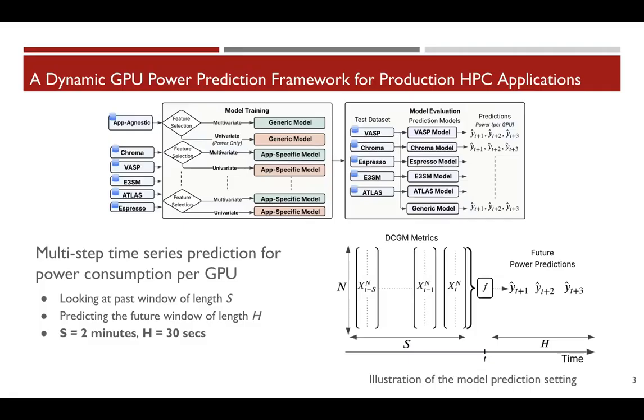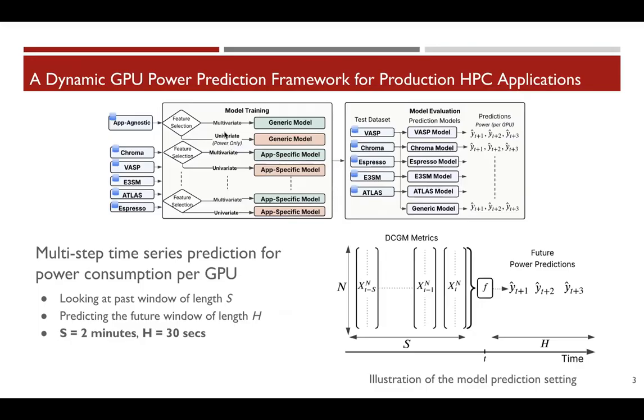In this work, we propose a dynamic GPU power prediction framework for production HPC applications. We collect datasets of 5 common HPC applications on the Perlmutter supercomputer and one application-agnostic dataset that basically consists of DCGM telemetry of the system.